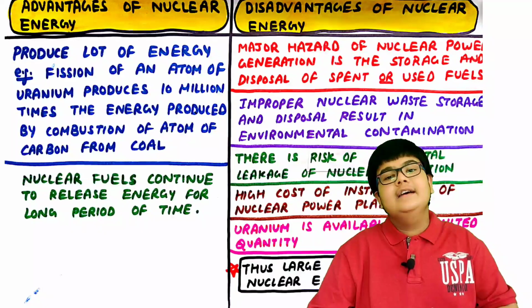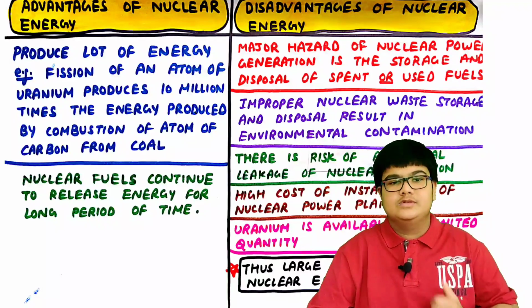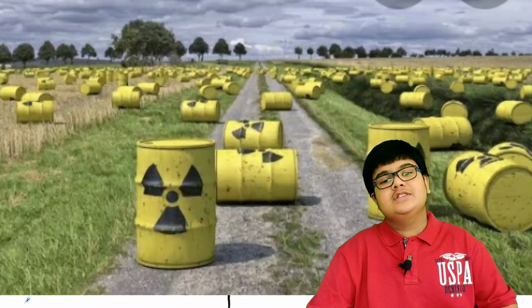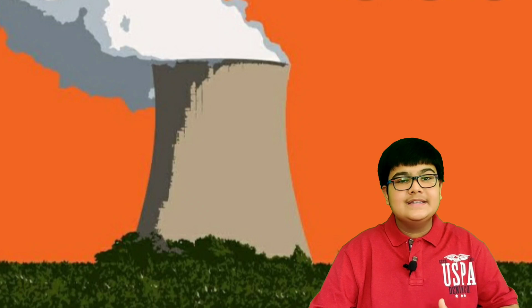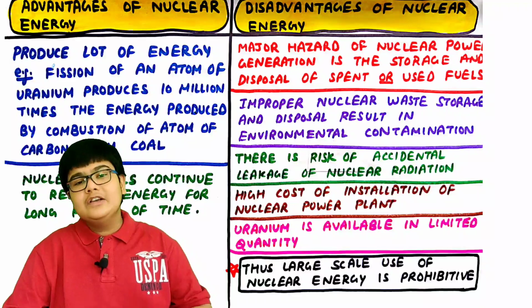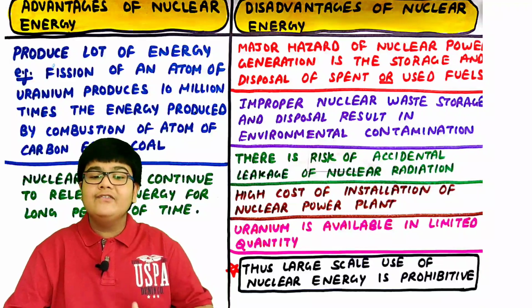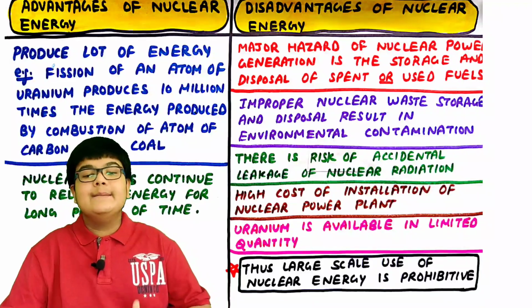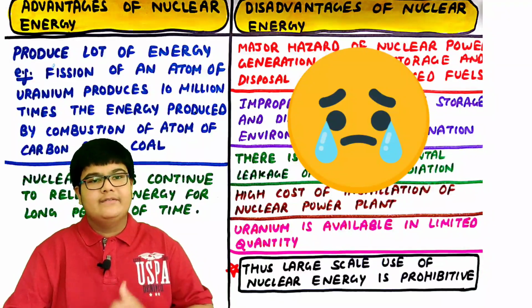A major hazard of nuclear power generation is the storage and disposal of spent or used fuels. Improper nuclear waste storage and disposal could result in environmental contamination. Also, there is a big risk of accidental leakage of nuclear radiation. And if this happens, it would lead to a lot of loss of human lives. Fourth, the high cost of installation of nuclear power plants is also a major disadvantage. And fifth, uranium is available in limited quantity. Thus, large-scale use of nuclear energy is prohibitive.